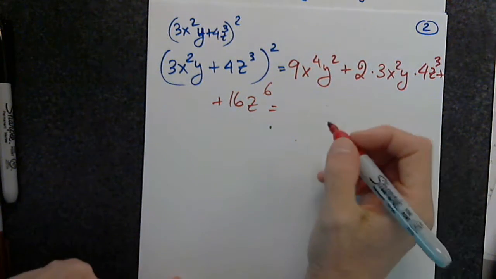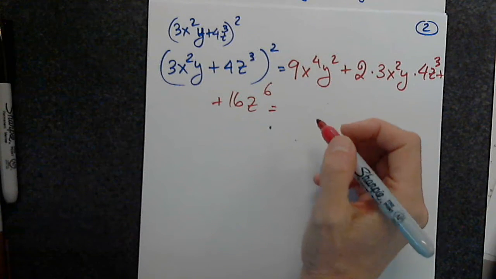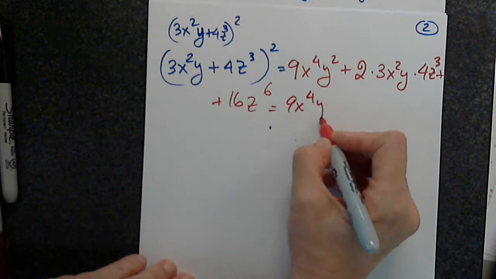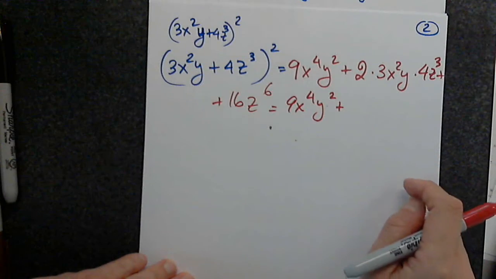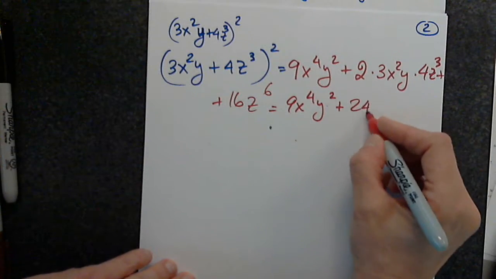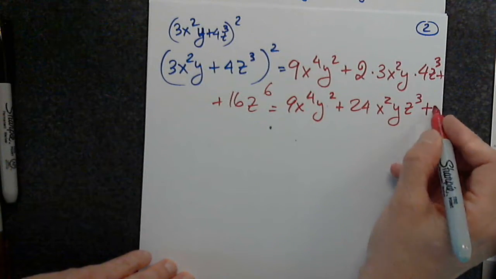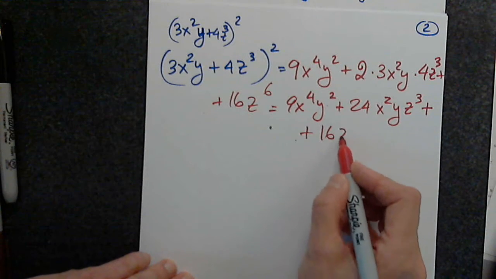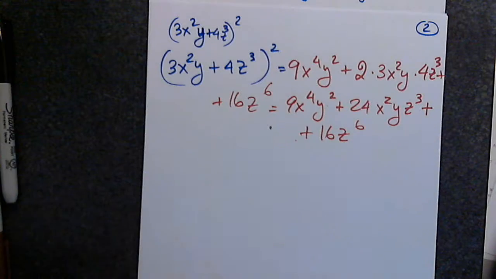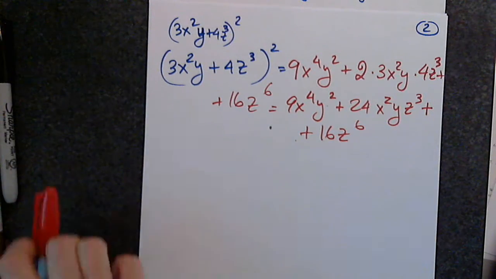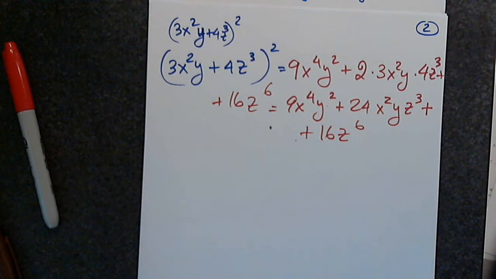Okay, so can anyone give us the final simplified form? 9x to the fourth y squared plus 24x squared y z cubed plus 16 z to the sixth. Is this enough? Is it clear? Make up 10 more examples, and once you practice with those, you should not forget.